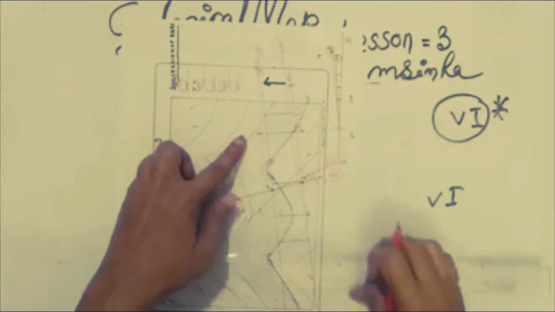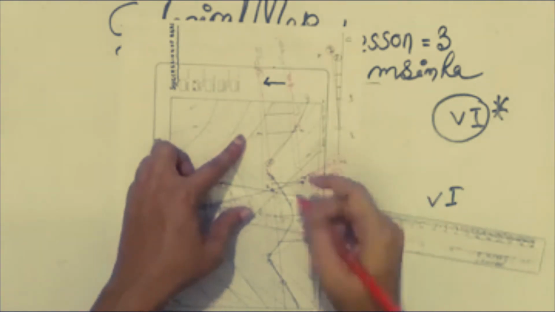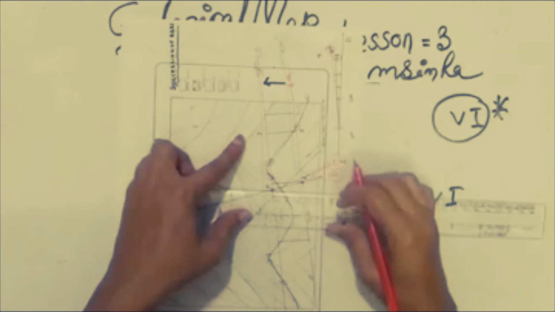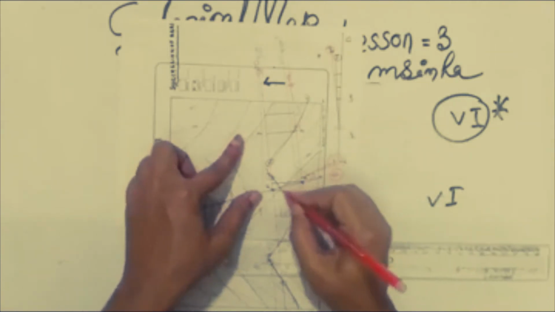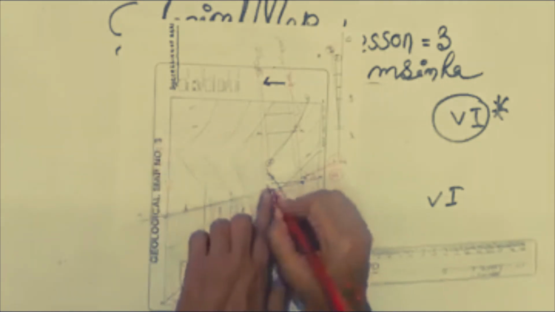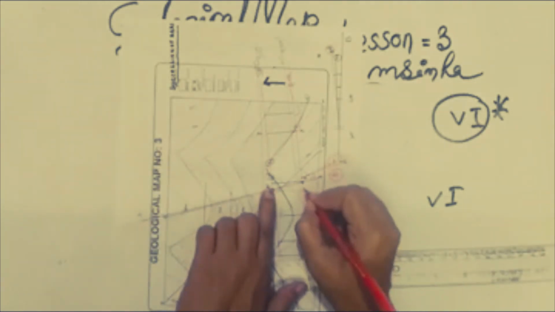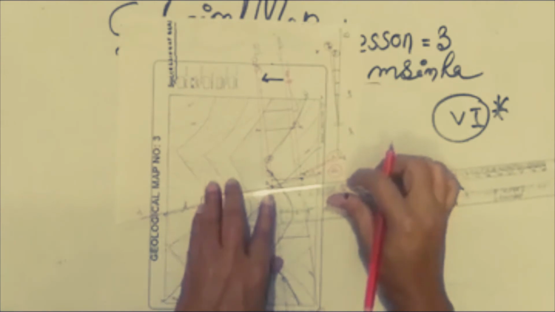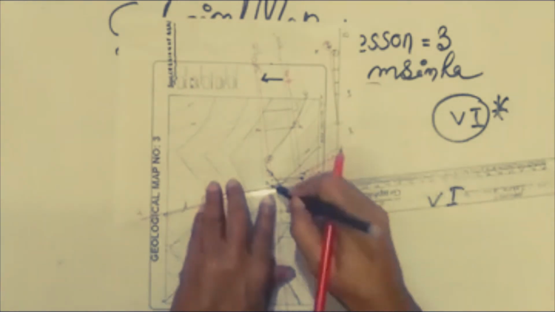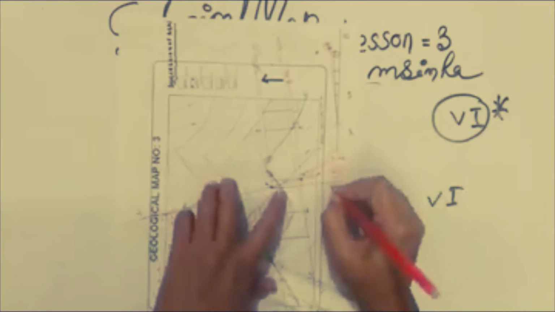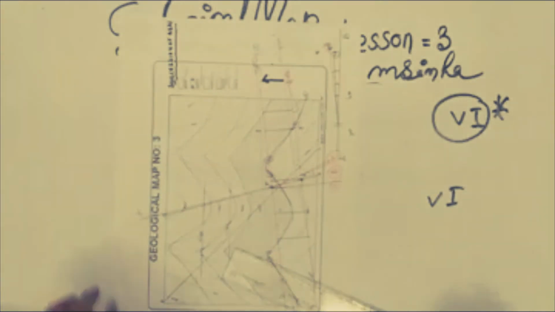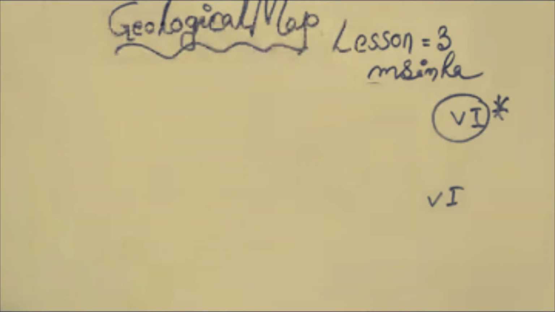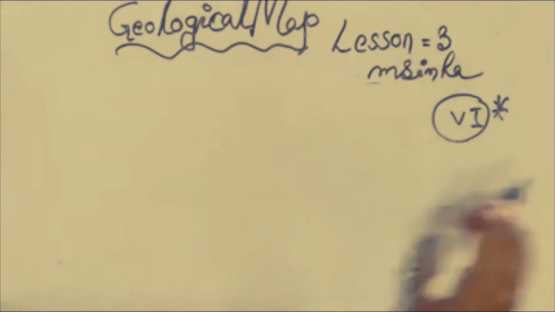What will be the true dip? Draw a minimum distance line. This is the minimum distance line because both are 90 degrees. This point is 300, this point is 400, taking 1 degree above. And this is the true dip. Within the geological map, you can also identify the true dip and apparent dip. So I think you can get a clear idea about the true dip and apparent dip.